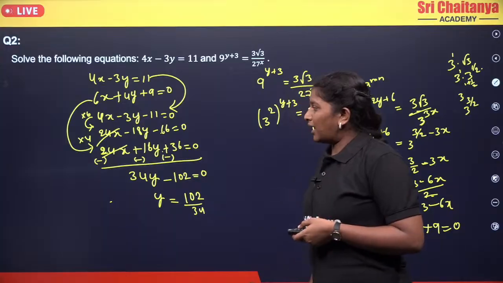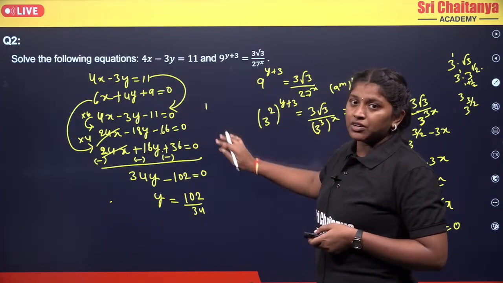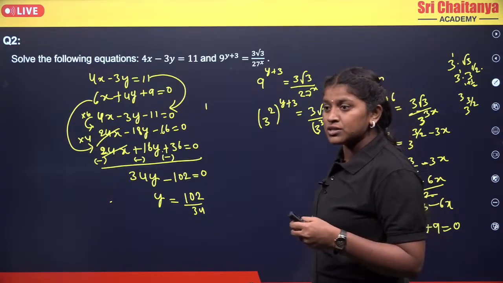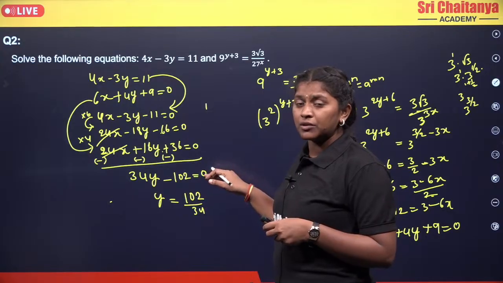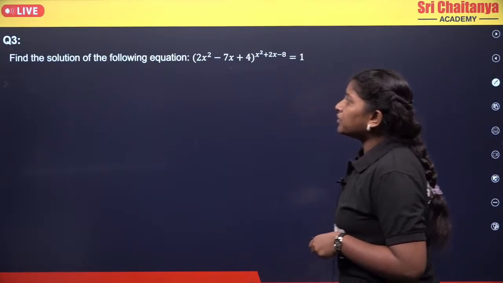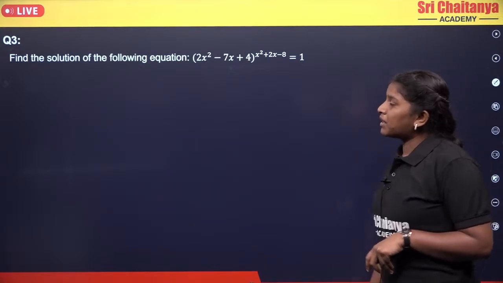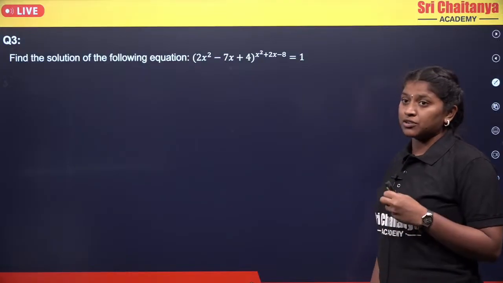Okay. Now I think you can find the y and x values, because we have found the equations easily. If we have the equations, we can find the required x and y values clearly with any of the methods, you can go with the substitution method, or you can go with the multiplication also. Okay. Now moving to the next, find the solution of the following equation, which is 2x square minus 7x plus 4 to the power x square plus 2x minus 8 equals 1.